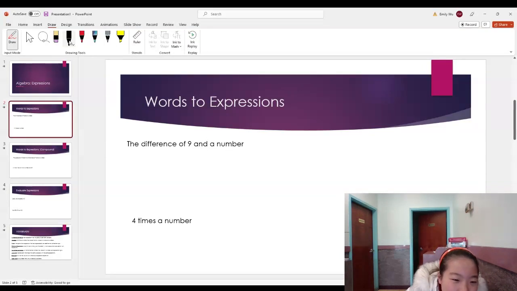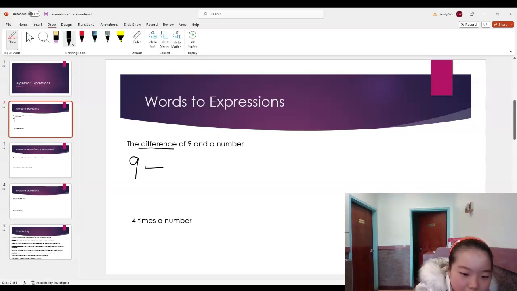To break it down, first you have the difference. Do you know what the difference means? Difference means to subtract. So of 9, the difference of 9, we first write 9 down, and then the difference, don't forget, means to subtract. Let's keep reading: and a number. A number always represents x, so we write x.